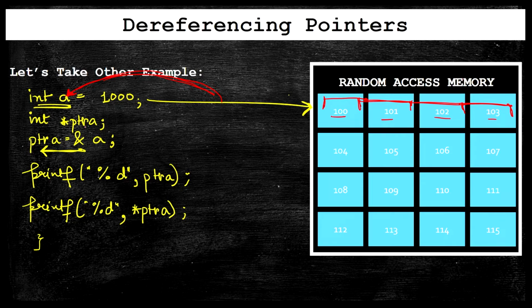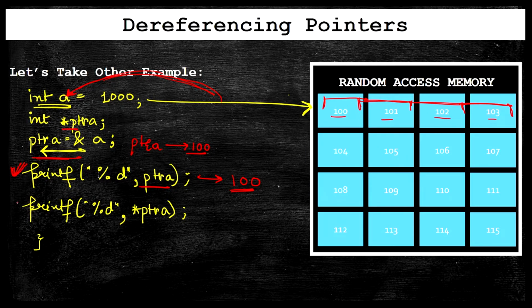So this is the pointer declaration. Here ptr_a is getting the address of a, I'm sorry. So what is ptr_a getting? ptr_a is getting 100. Okay. So what does the first printf do? First printf is %d ptr_a. So what will this line print? This line will print 100 on the output screen.